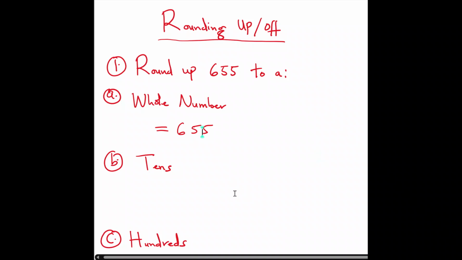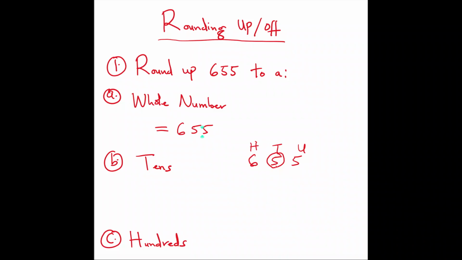The next one says round up 655 to tens. So we know when we are writing numbers, we have, now in this case, 655. This is 100, this is tens, and this is ones or units. Okay, so this 5 is in the position of the tens. So this is the number we're actually trying to round up, right? So the number behind this 5 is 5 also. So 5 falls in the range from 5 to 9.